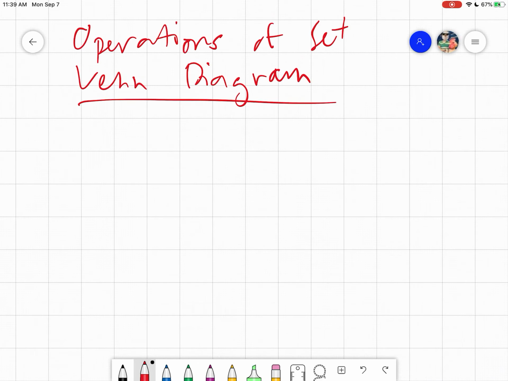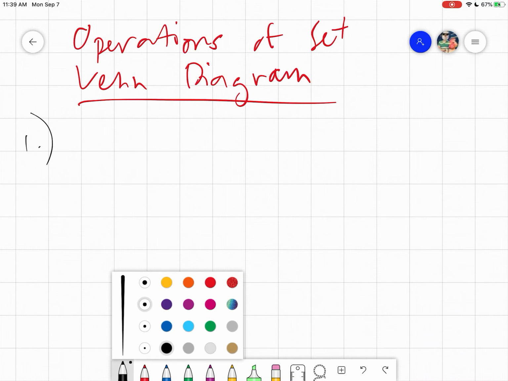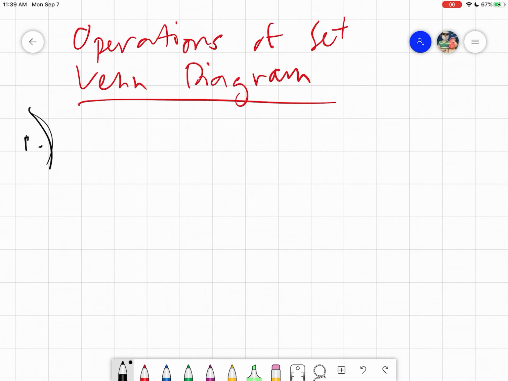So mas madaling i-represent ang ating operations of sets using the Venn diagram. So we will actually be using two kinds of illustration here. The very first one is using the Venn diagram, and then the next one would be the roster method or the set builder notation. Okay. So firstly, the very first one under the operations of set would be the union.